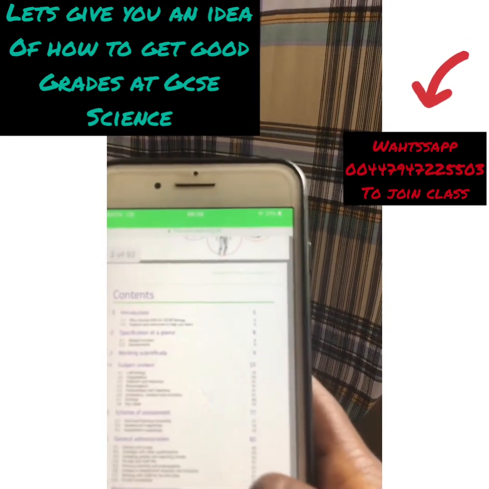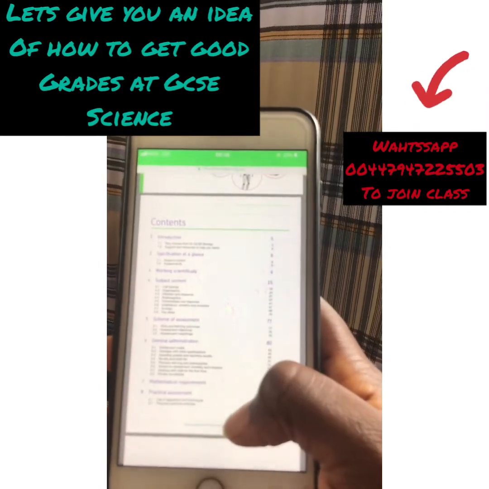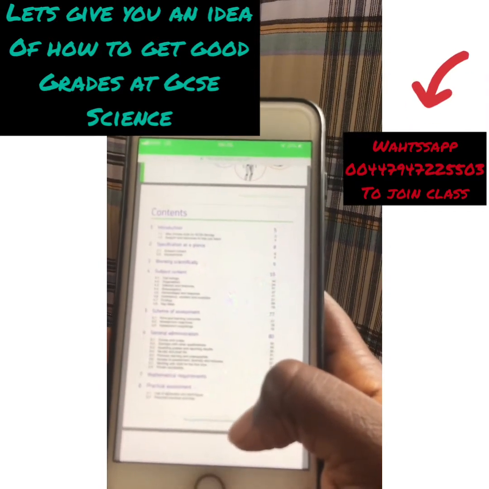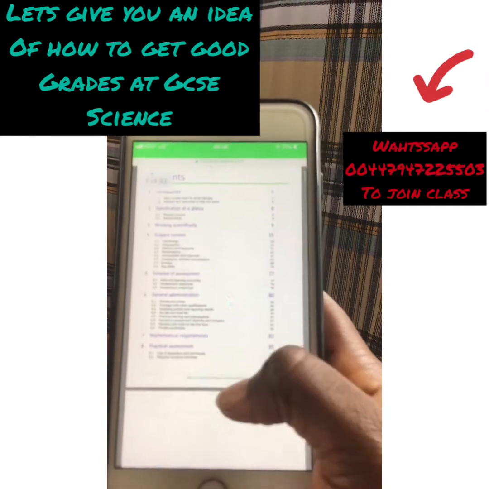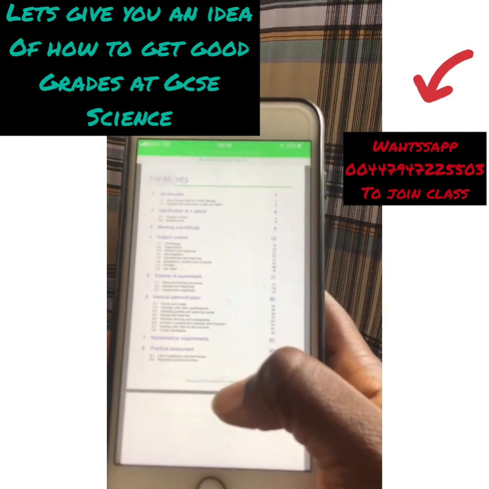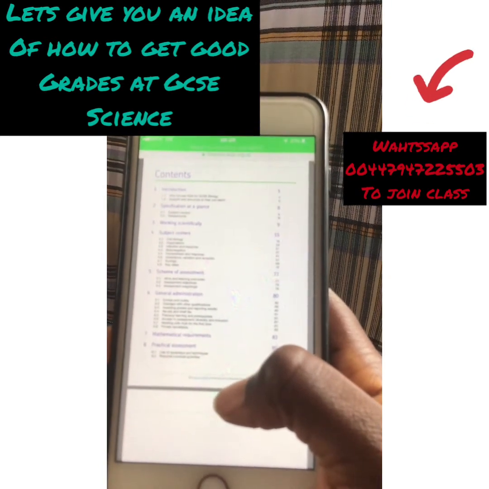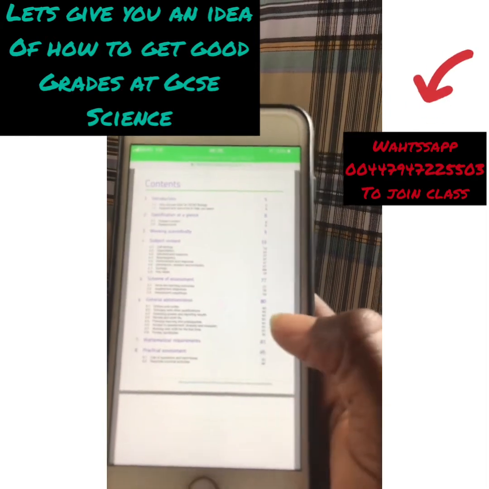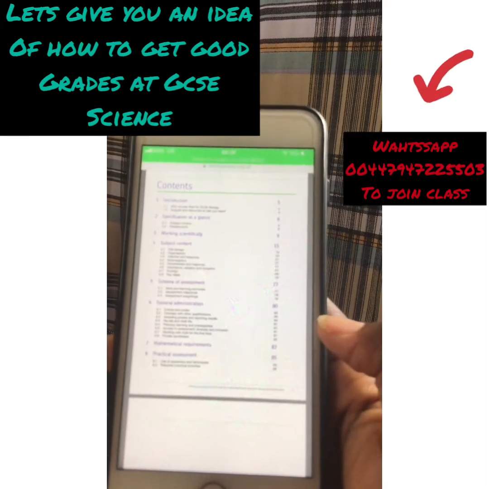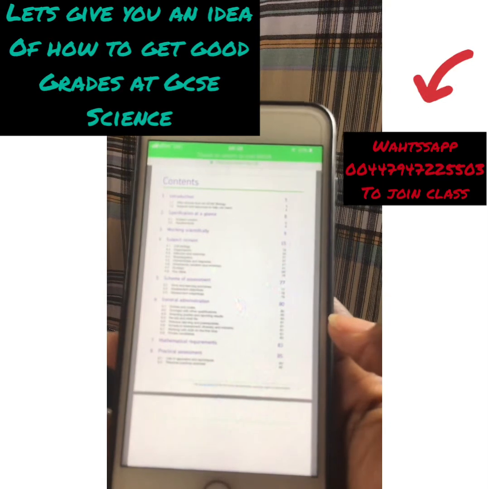Page 2 is your table of contents, which is good. And it tells you exactly where to find what. We will come to the general admin and a few things. But if you look carefully, it says point 7 is mathematical requirement, right?